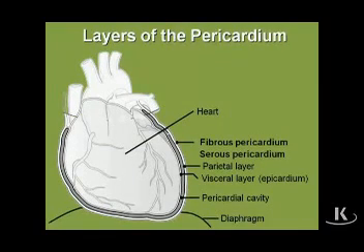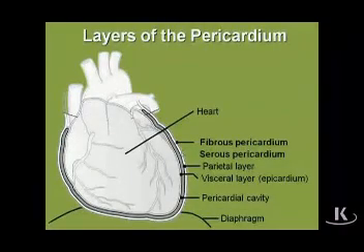It doesn't stretch. So that means that if you have a rapid accumulation of fluid in the pericardial cavity, often as a result of bleeding into the pericardial cavity, the fibrous pericardium cannot stretch to accommodate that increased volume. And so as the volume of fluid in the pericardial cavity increases, since the fibrous pericardium will not allow outward expansion, we'll get inward expansion of the cavity, which means we'll get compression of the heart.